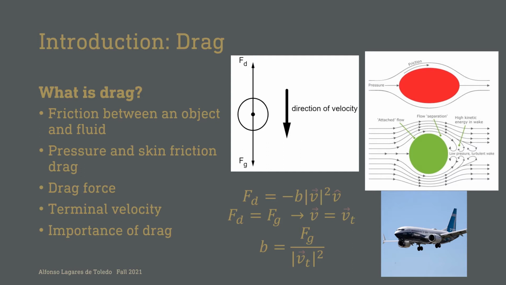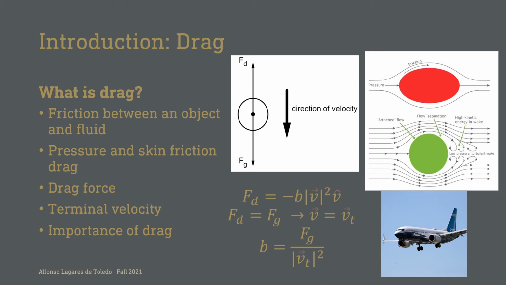These two phenomena are grouped into a single force, the drag force, which is directly proportional to the square of the velocity of the object. The force and the square of the velocity are related by a constant b, known as the drag coefficient. Objects that are falling and are affected by drag will have two forces acting on them, the force of gravity and the force of drag.